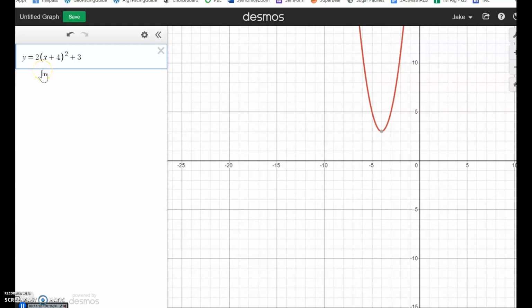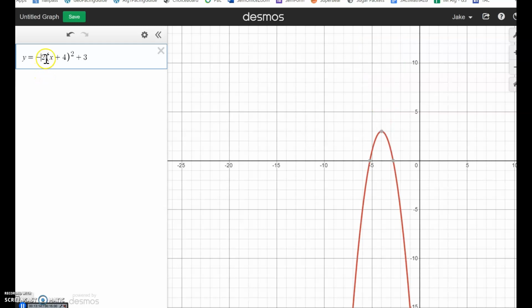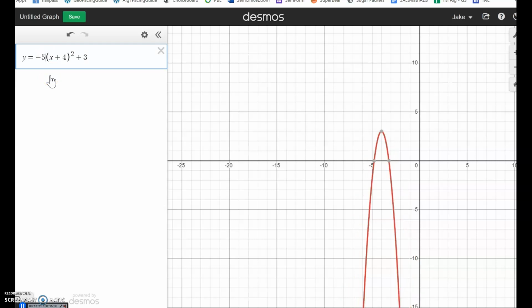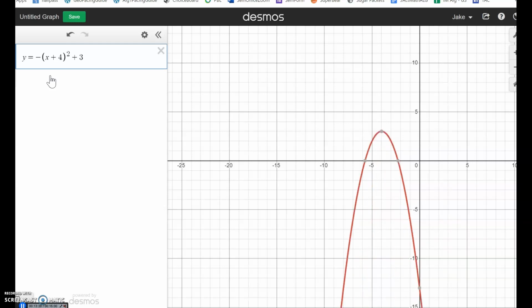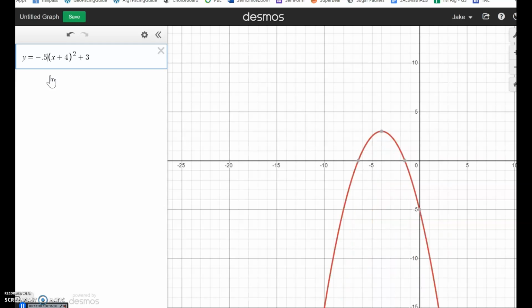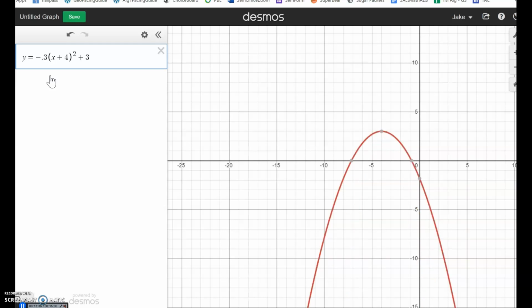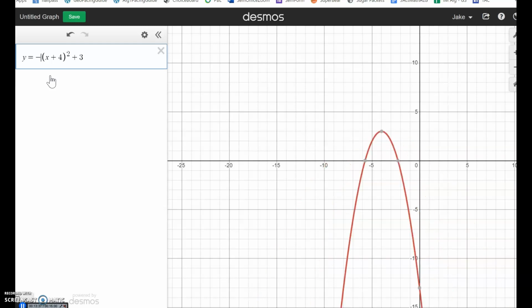I can change how wide it is by changing this value here. So it is a 2 right now. If I change it to a 5, look how steep it got. If I change it to a 10, look how steep it is now. If I change it to a 0.5 or a 1/2, it's getting wider. If I change it to a 0.3, even wider, 0.1, even wider. So those are some things to remember on how to affect the graph so that you can make those adjustments.